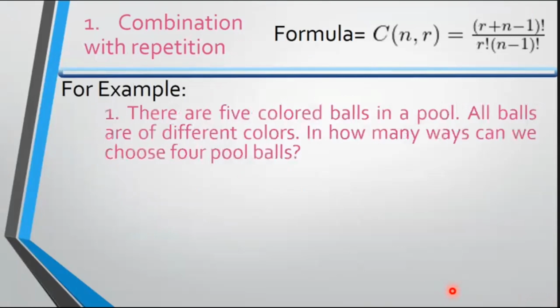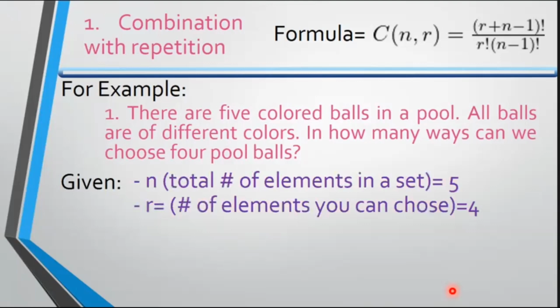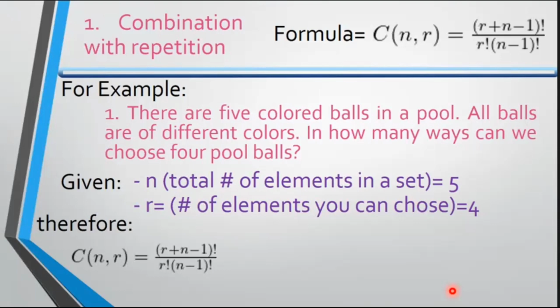So for example, we have here, there are 5 colored balls in a pool. All balls are of different colors. In how many ways daw can we choose 4 pool balls? So given, we have n here is 5, which is the total number of elements in a set. Kay naa daw siya 5 ka colored balls in a pool. So our r here is the number of elements you can choose, which is 4. So therefore, with the use of our formula, let's substitute.